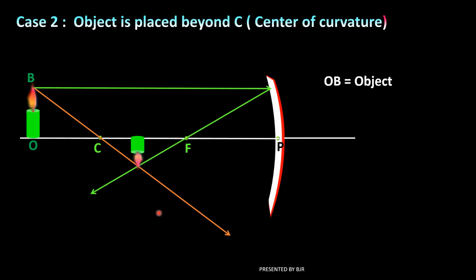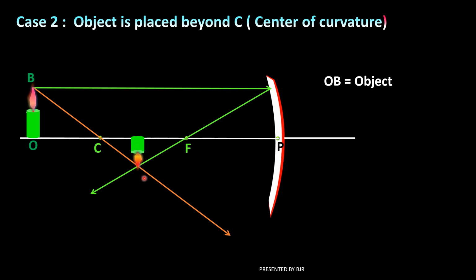Let us write the properties of the image formed. Can you tell where the image has been formed in this case? The image has been formed between C and F. When the object is placed beyond C, the image is formed between C and F. You can notice one thing. When the object is at infinity, the image was formed at the focal point. When the object is moved slowly towards the mirror, the image moves slowly away from the mirror.